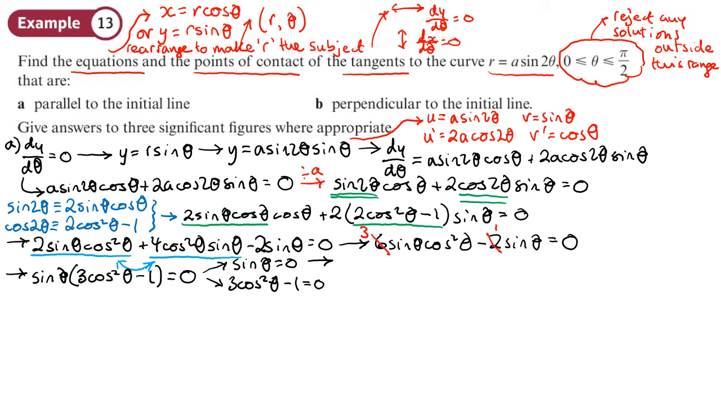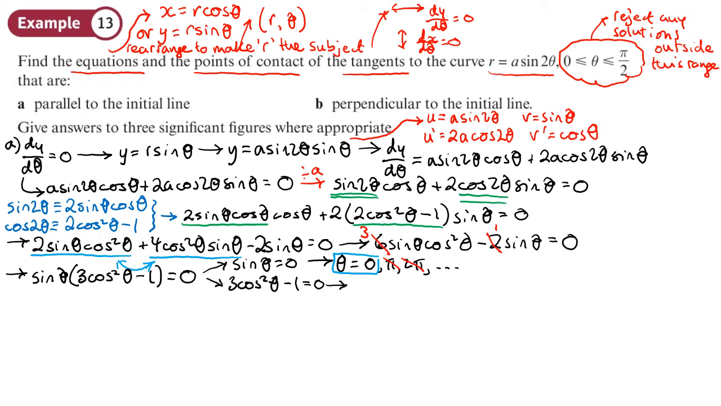So solving the first equation, sine theta equals 0, that's going to be theta is 0, pi, 2 pi, and so on. But if we go back to our range of values, theta can't be more than pi over 2, so that means we reject these solutions. So we just have the one here, which is sine theta equals 0.